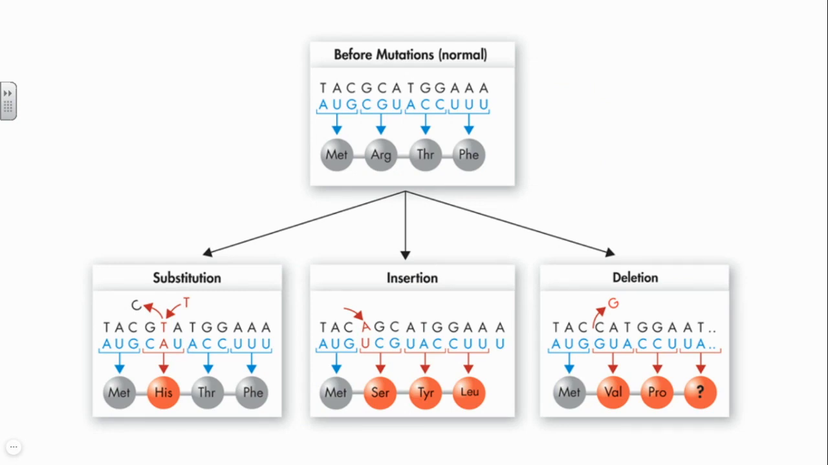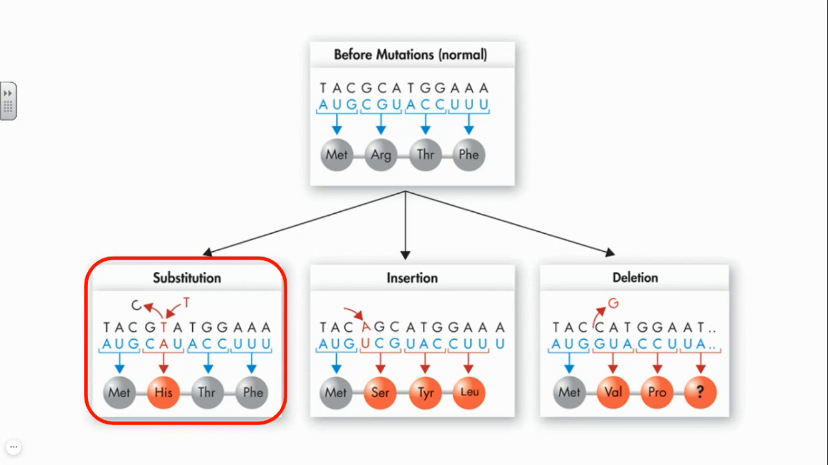At the top, you can see a normal sequence of DNA before any mutations have occurred. Once that DNA has undergone transcription and translation, the amino acid sequence is shown above. There are three types of mutations that we're going to talk about today. The first is a substitution, where one base is substituted for another.